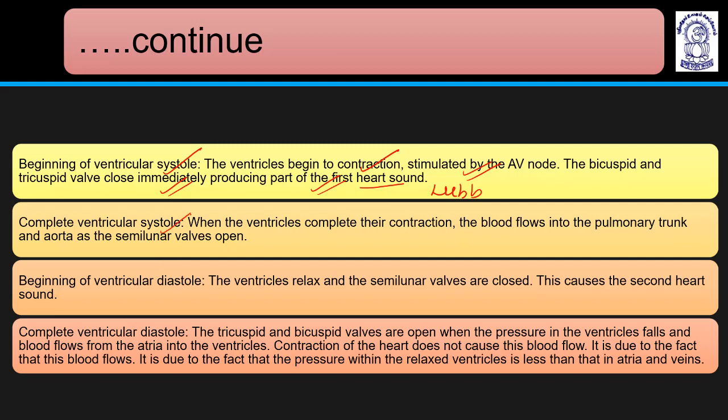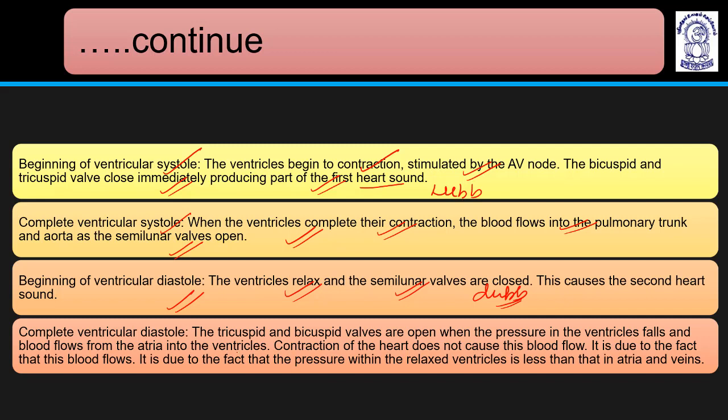Complete ventricular systole. When the ventricles complete their contraction, the blood flows into the pulmonary trunk and aorta respectively as the semilunar valves open. Beginning of ventricular diastole: in the early stage of ventricular diastole, the ventricles are relaxed and the semilunar valves are closed. This causes the second heart sound, or dub.